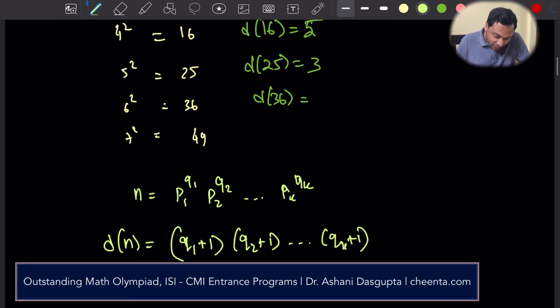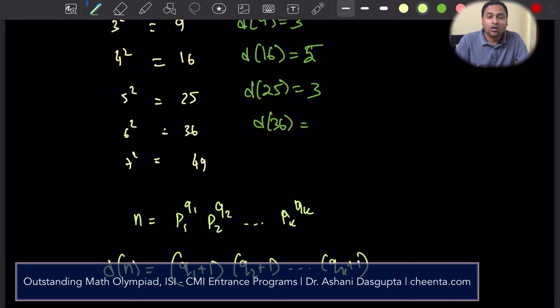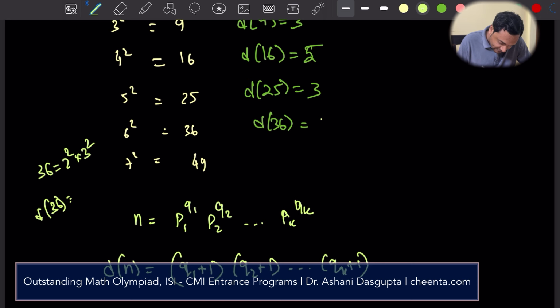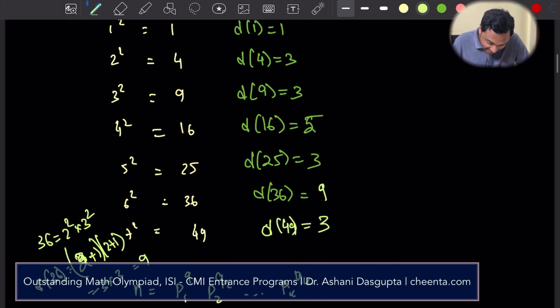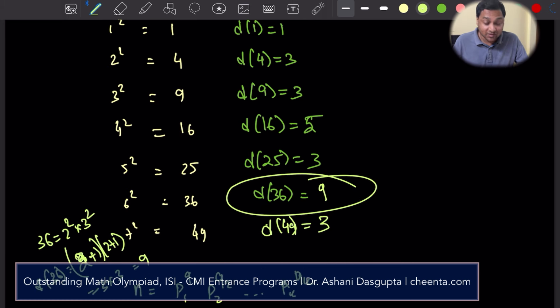So we can use this formula for d of 36, or we can count it by hand. At any rate, we will see that 36 is 2 square times 3 square. So d of 36 is 9. 3 times 3. 2 plus 1 times 2 plus 1, which is 3 times 3, which is 9. And d of 49 is again 3. So it seems a little bit promising with this one, d of 36, which is 9.